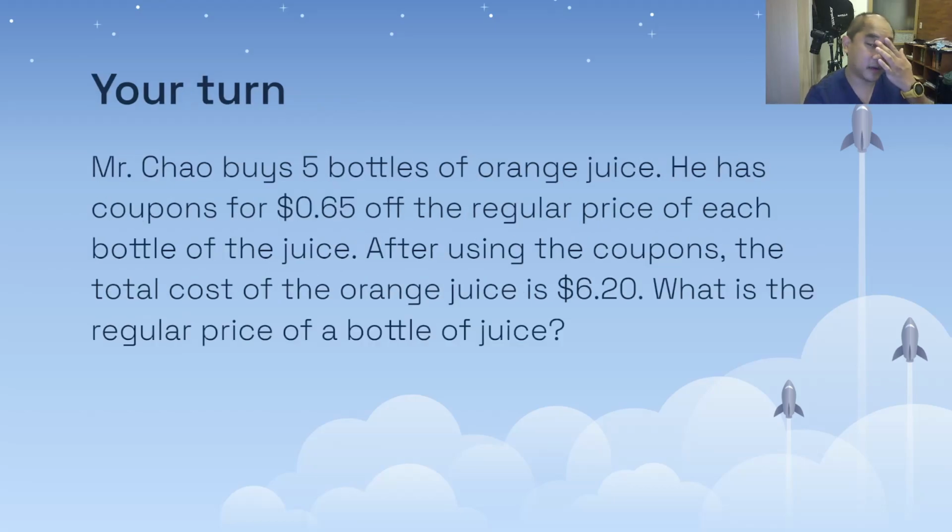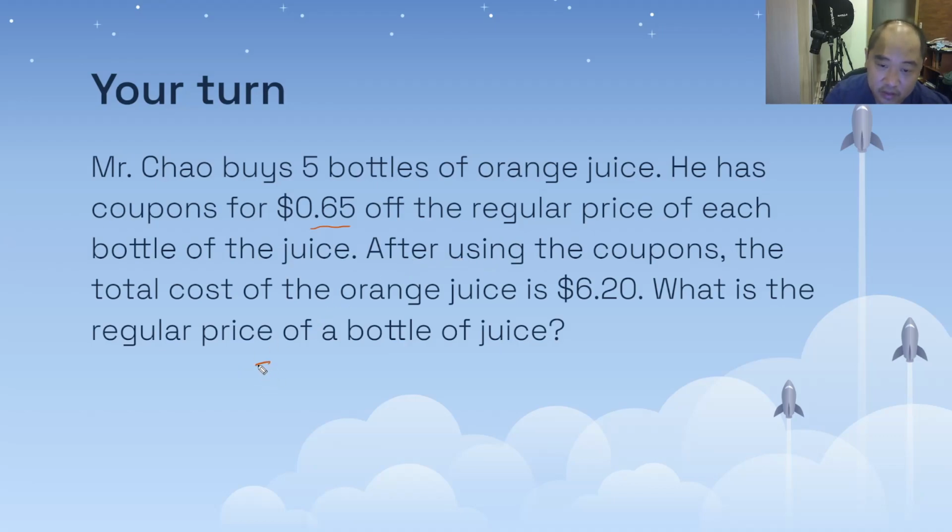Let's say that I'm buying 5 bottles of orange juice. It's orange juice season at the fruit stands. I love orange juice. And I have a coupon for 65 cents off of the regular price of each bottle of juice. This is in the United States because we're using the United States currency here. You can see it's dollars and cents. Remember, there's 100 cents in every dollar. Okay, after using the coupons, the total cost of the orange juice is $6.20. What is the regular price of a bottle of juice?